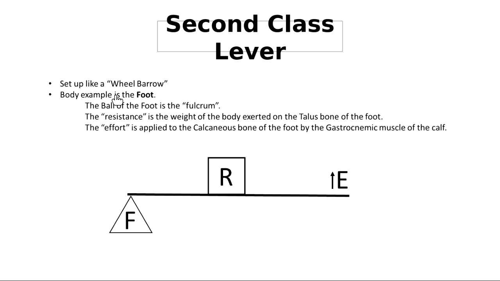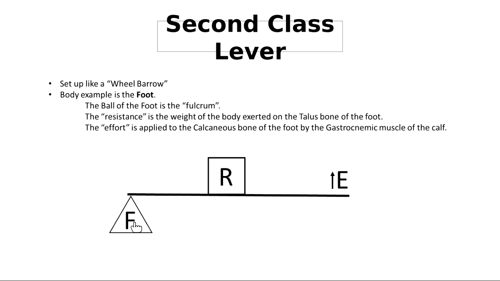Second class lever, set up like a wheelbarrow. Here's the fulcrum here at this end. The resistance is between the fulcrum and the effort. Now the foot is a good example of this.